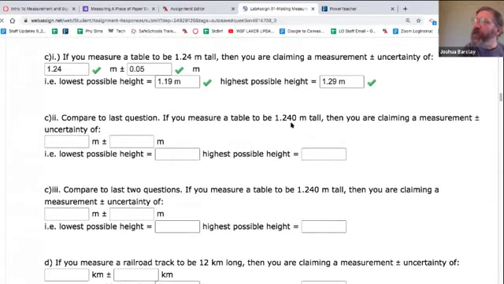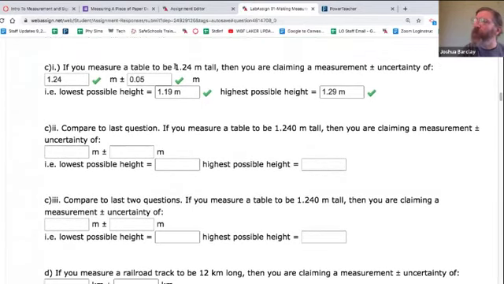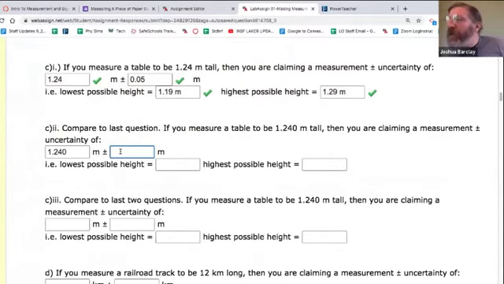Here's the difference. If you measure the table to be, instead of 1.24 meters, 1.240 meters tall, you are making a different claim. That's saying something totally different. You are saying it's 1.240 meters plus or minus what is going to be the difference for this one? And I got to call on some folks that don't have their cameras on. So if you want to avoid this, you can just turn your camera on. I will not call on you. Emmanuel, what do you say for that one? What would be the plus or minus box? What would go in there?